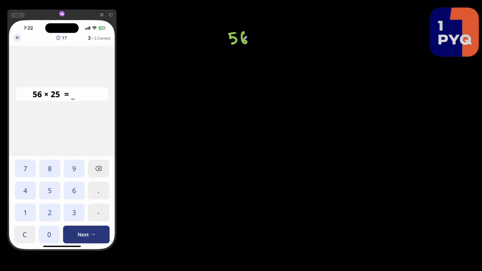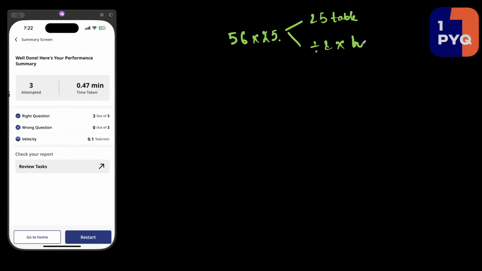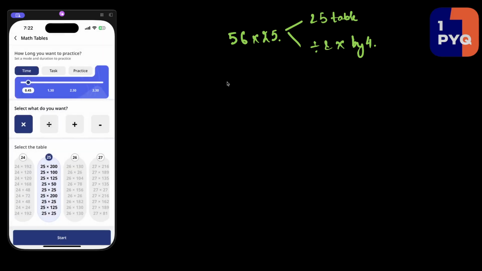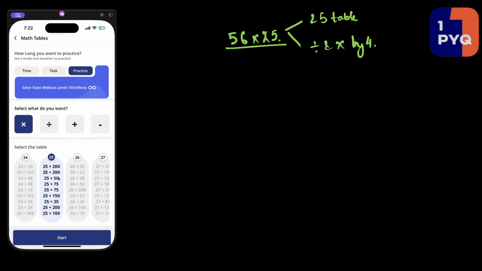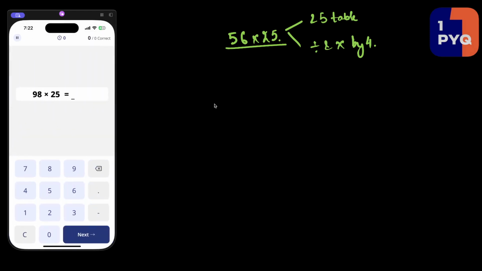So 56 multiplied by 25. There are two ways of solving it. First of all, you read the table of 25, which is not at all difficult. The other option is divide and multiply by 4. The question was 56 into 25. We'll be coming back to it and we'll be solving a practice set. Now we have 98 into 25. I'll do that as well.